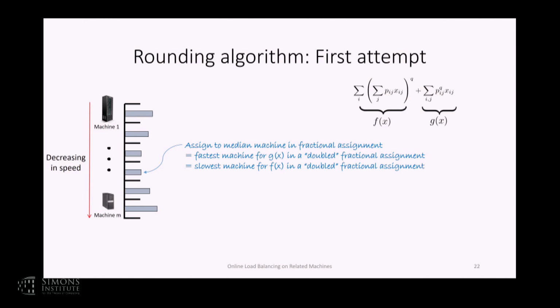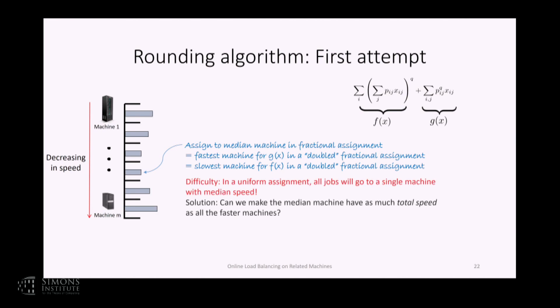And if I go to the median group overall, it has processing power, or sum of speeds, that captures all these faster machines. Okay? So if I think of these as machine groups instead of individual machines, and somehow manage an exponential increase in every step of the total speed, then maybe some rounding algorithm like this could work. Okay? And that's what we try to do.